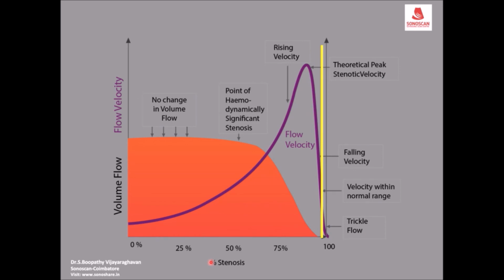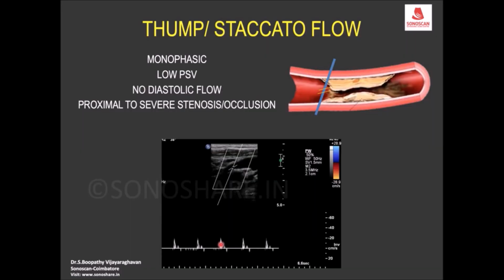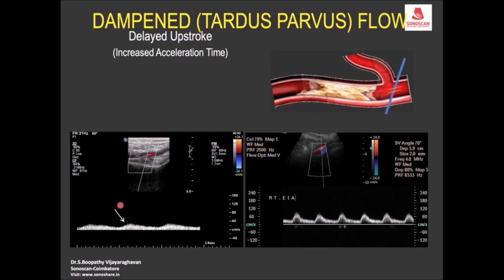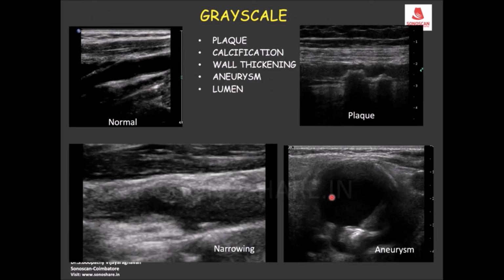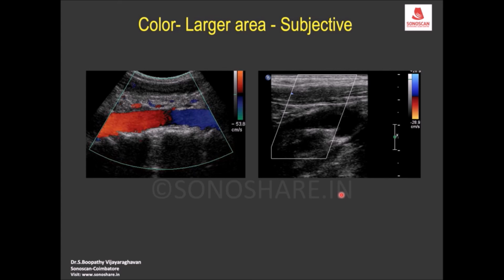So when the stenosis increases further, very close to total occlusion, the velocity falls, and there is no diastolic flow, and this happens just proximal to a very severe stenosis. So see here the delayed upstroke, and a rounded peak and a very low velocity because it is a collateral flow. Grayscale also shows the presence or absence of an aneurysm, whether true or pseudo aneurysm, and that is the information you get in grayscale.